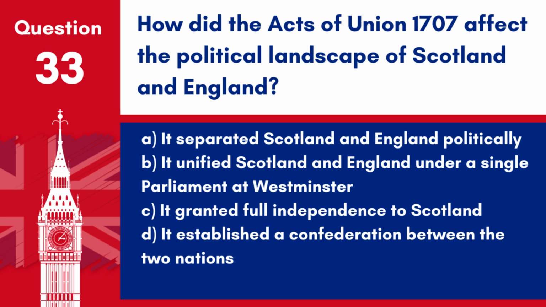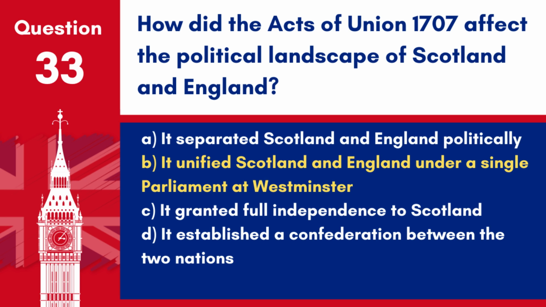Question 33. How did the Acts of Union 1707 affect the political landscape of Scotland and England? A. It separated Scotland and England politically. B. It unified Scotland and England under a single parliament at Westminster. C. It granted full independence to Scotland. D. It established a confederation between the two nations.